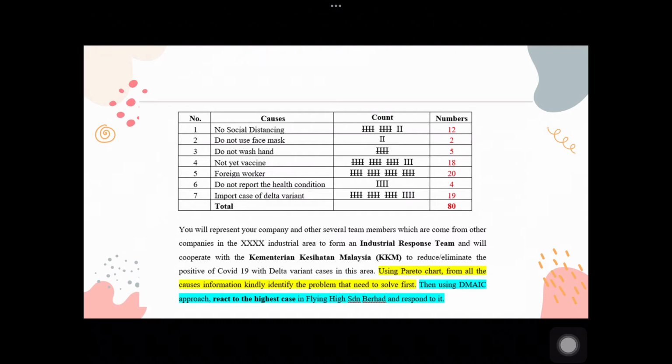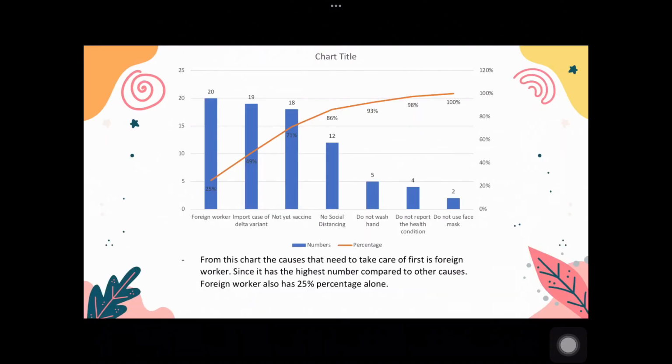For this part, we have to use a Pareto chart and the DMAIC approach to react to the highest case in Flying High Sendirian Berhad. From this chart, the cause that needs to be taken care of first is foreign workers, since it has the highest number compared to other causes. Foreign workers alone account for 20%.